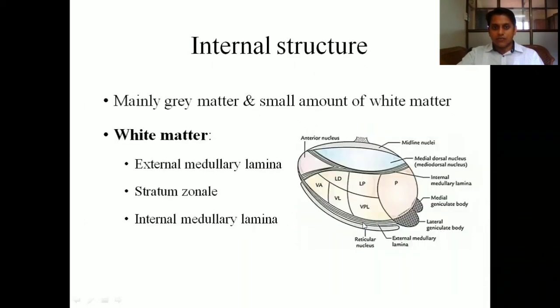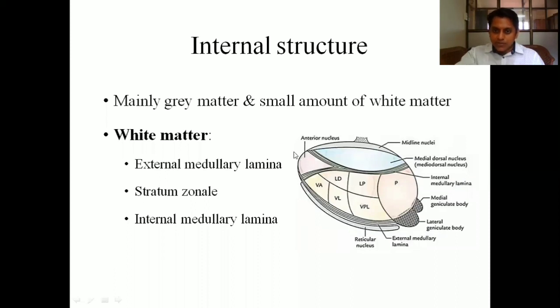Internal structure of the thalamus. The thalamus mainly consists of gray matter and a small part of white matter. So what white matter is included? Let us see. Some white matter is on its periphery, surrounding it, and some white matter penetrates within the thalamus. This white matter is named the external medullary lamina. It is present right here, you can see the striations. So this is the external medullary lamina.